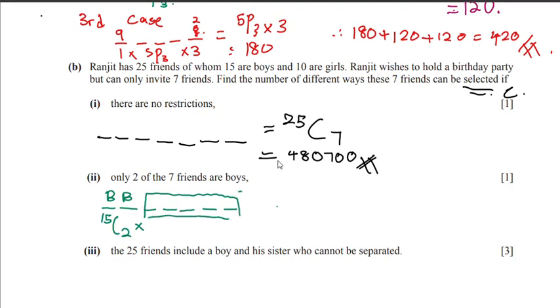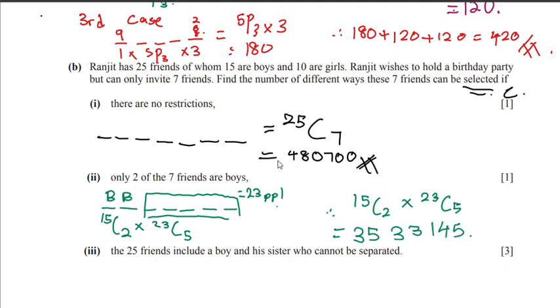I have a total of 23 people remaining. So from 23 people, I have 5 sample space. Therefore, it's going to be equals to 15C2 multiplied by 23C5. Your answer is going to be this one. So 3, 5, 3, 3, 1, 4, 5. Right.